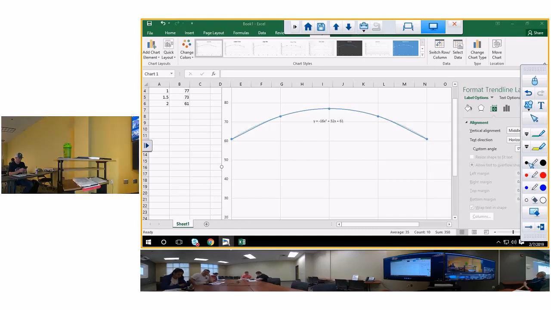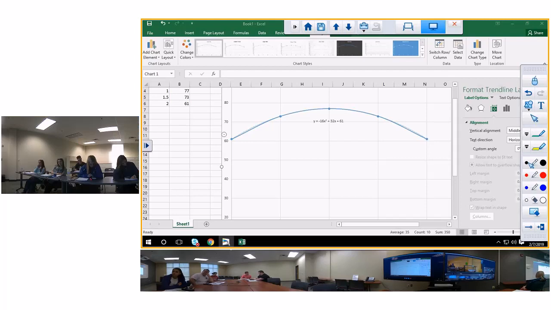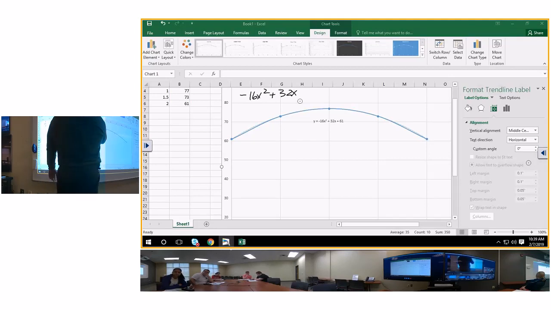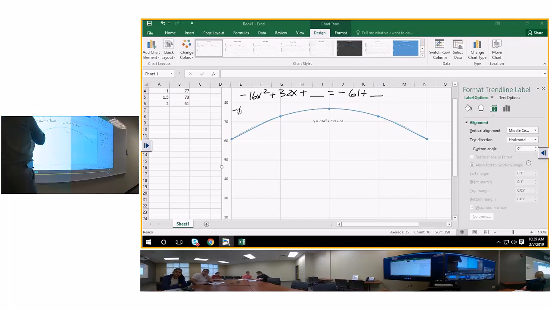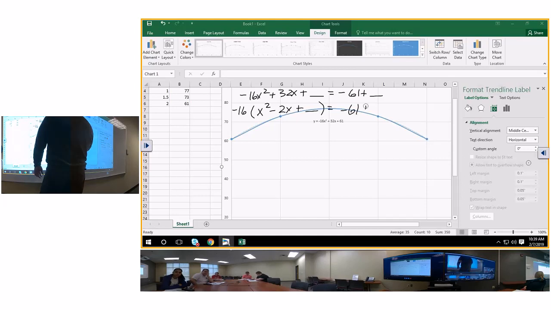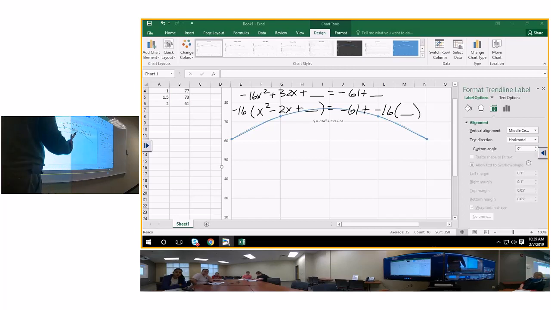So, negative 16x squared plus 32x plus blank is equal to negative 61 plus what? Blank. Factor out the negative 16, and that's going to give you x squared minus, oh my gosh, 2x. And we thought it was going to be difficult. Negative 61 plus negative 16 times what? Blank. Half of 2, do that on your calculator. 1 squared is 1.